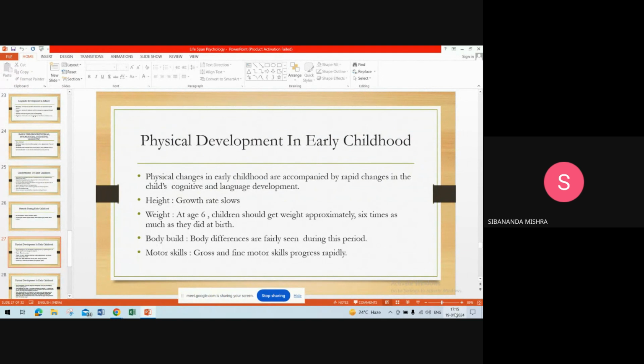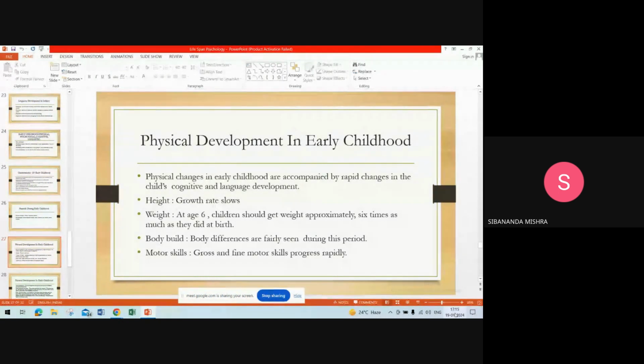Next is physical development in early childhood. Physical development is talked about with respect to cognitive, physical, social, and language. First, physical changes in early childhood are accompanied by rapid changes in the child's cognitive and language development. Along with physical changes, cognitive development also happens, language development also happens. Not only physical changes. Height growth rate slows; at some stages the growth rate slows down. Weight: at age 6, children should weigh approximately 6 times as much as they did at birth.